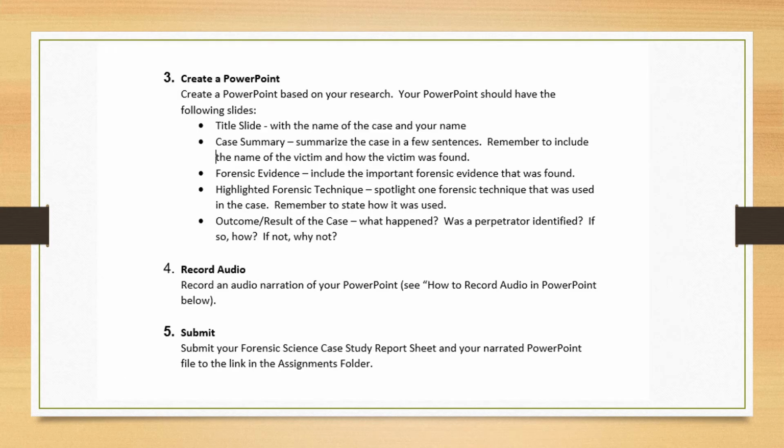After you create your report sheet, you're going to take that information and create a 5-slide PowerPoint. The first slide should be a title slide. You can see what's supposed to be on each of these: the name of the case and your name. A case summary, that could be more than 1 slide if you wish, or it might be 1 slide. A presentation of the forensic evidence that was found and utilized. Highlighted forensic techniques. So this could be blood spatter analysis, for example, or DNA extraction and analysis, and stating how it was used, and then the outcome, or the result, of the case.